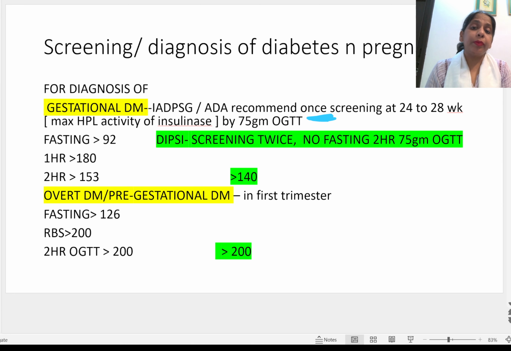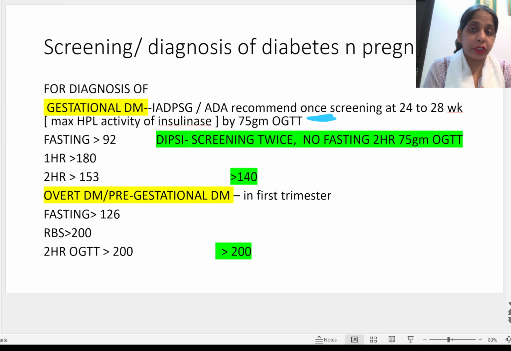Now if the fasting comes out to be 126 in the first trimester itself, on the basis of suspicion we get this test done. Or if the patient already says that she has diabetes, and the fasting comes out to be more than 126, then it's a case of overt or pre-gestational diabetes mellitus. And the 2 hour value to diagnose overt diabetes mellitus is more than 200.